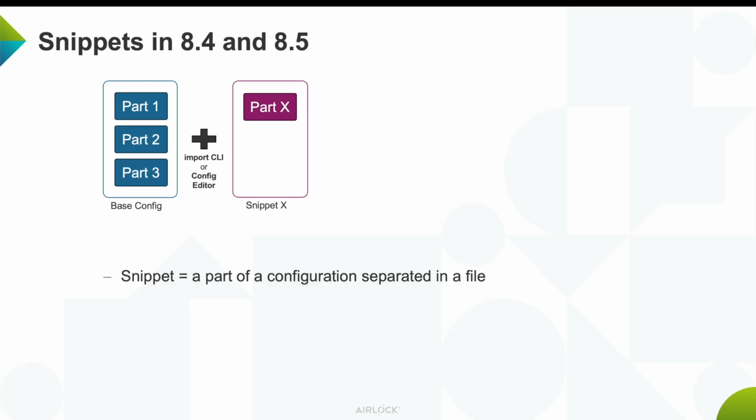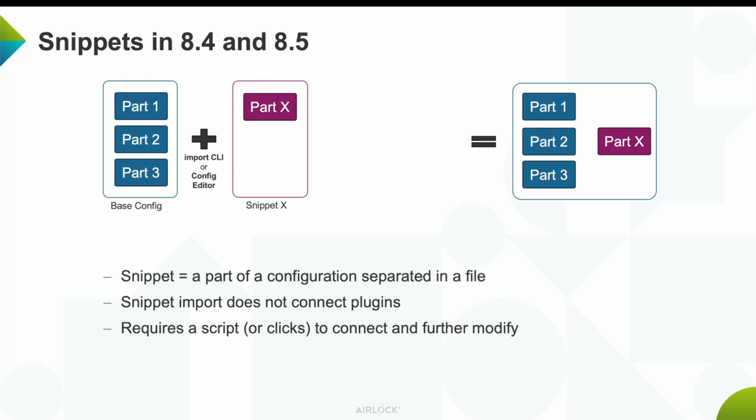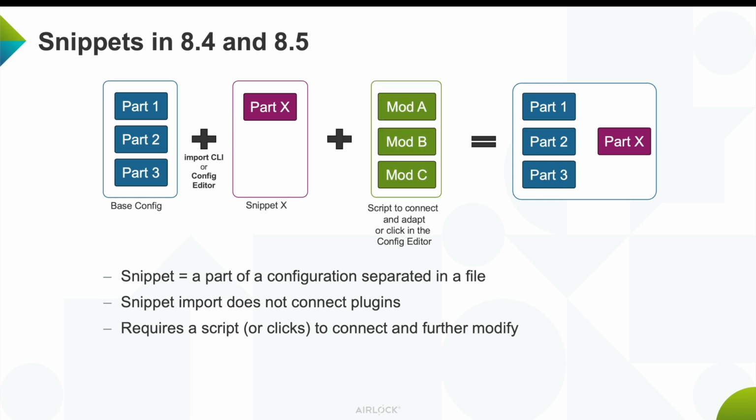To import the snippet into the base configuration, the corresponding CLI command can be used, or the snippet can be imported through the config editor. The resulting configuration consists of the base configuration with the plugins from the snippet added to it. However, the plugins from the snippet are not yet connected to the plugins defined in the base configuration. Establishing these connections previously required either a script using the IAM CLI commands or manual steps in the config editor.